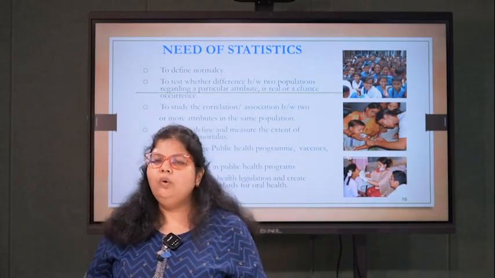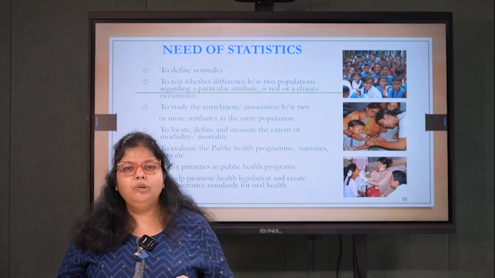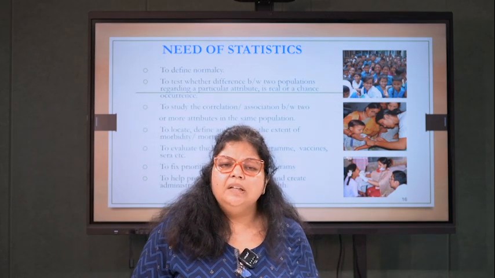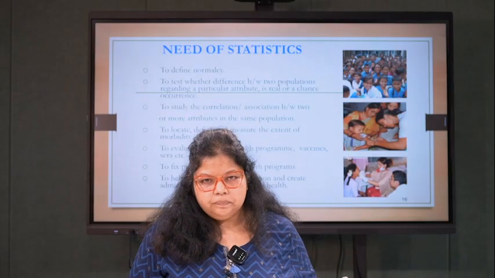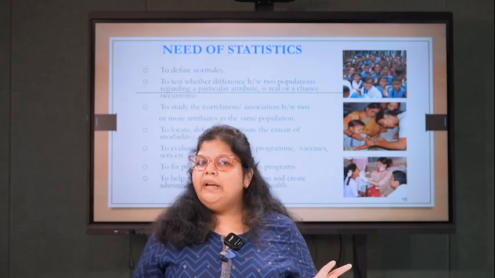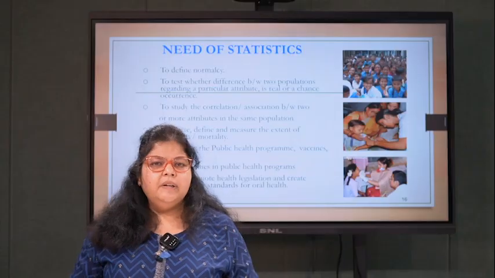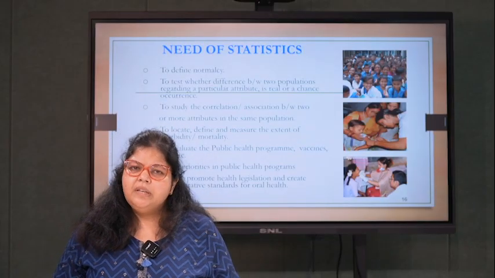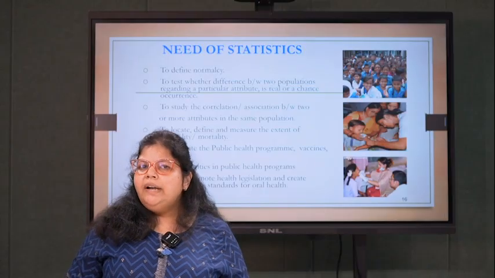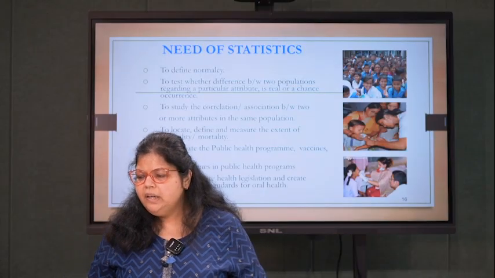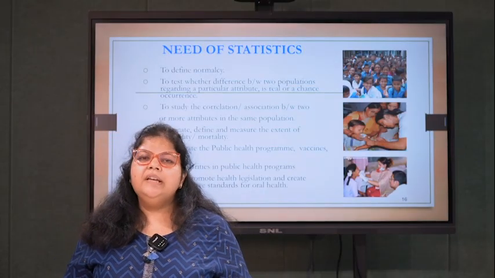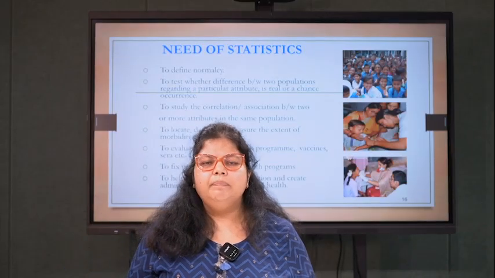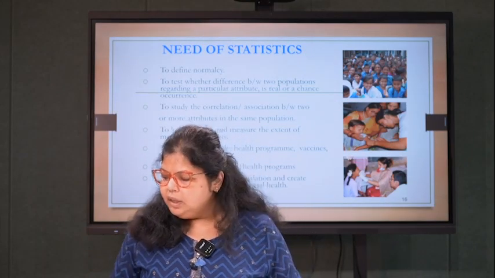Then, to study the correlation and association between two factors. If we are saying that a particular risk factor is responsible for a particular disease, whether what I am saying is right or wrong, to find that out we need biostatistics. Then, to locate, define and measure the extent of a particular disease: how much burden of disease is present in that particular community.